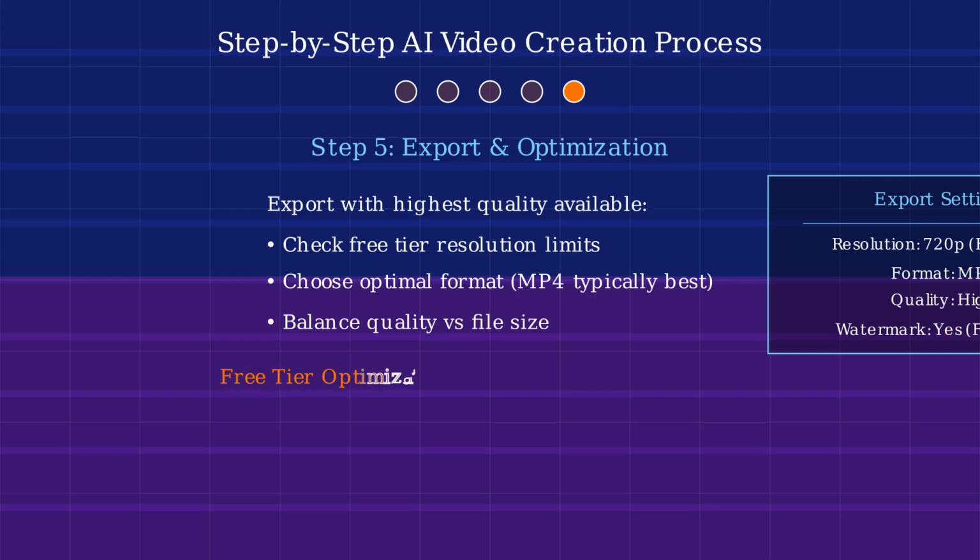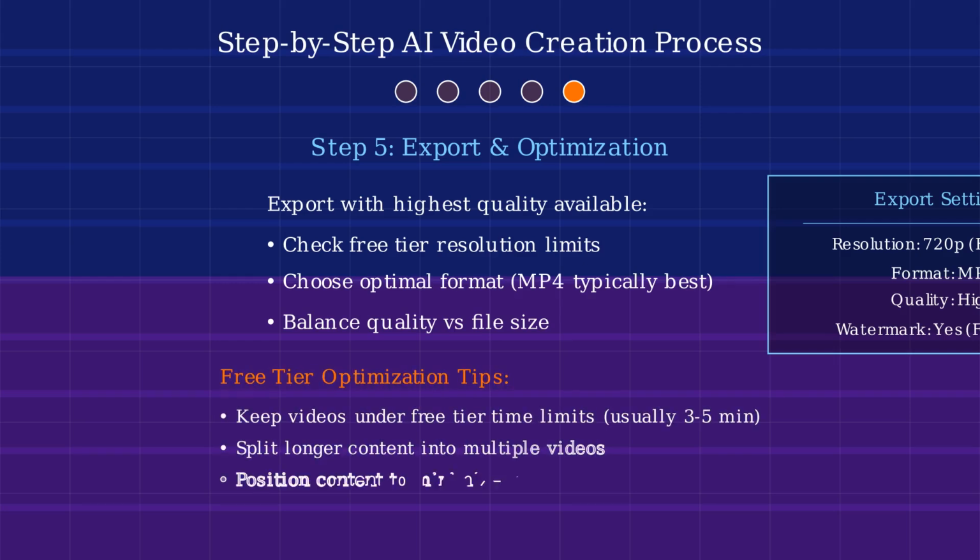To optimize your results with free tiers, keep videos under time limits, typically 3 to 5 minutes. For longer content, consider splitting into multiple videos. Position your important content to minimize watermark impact.